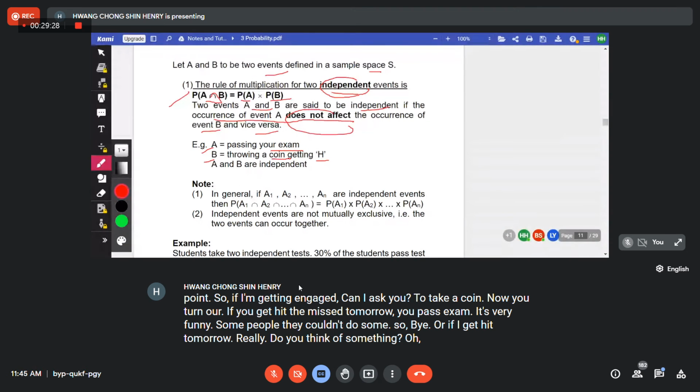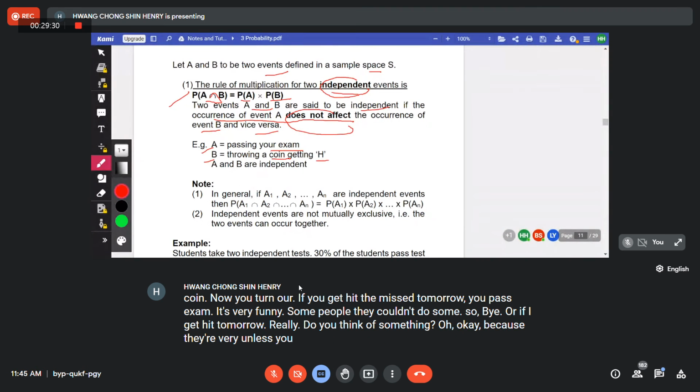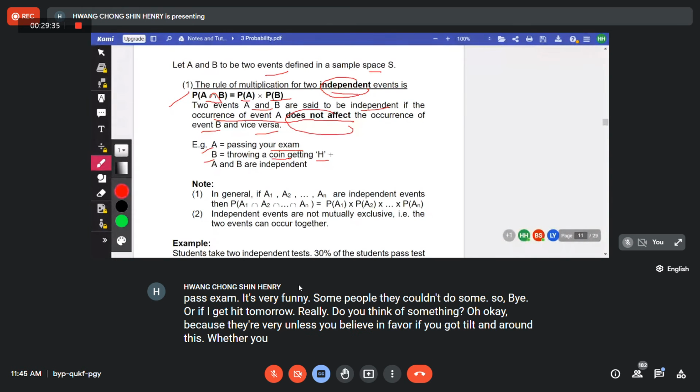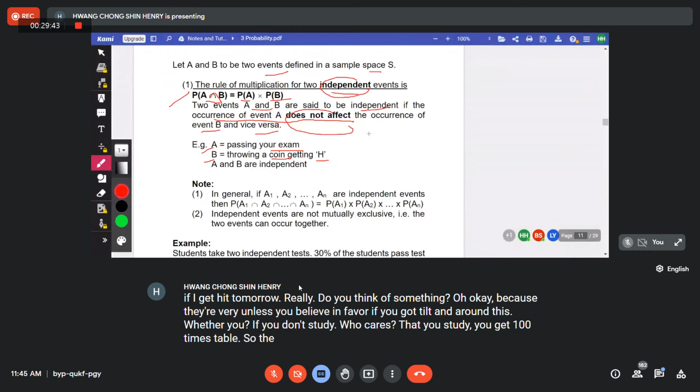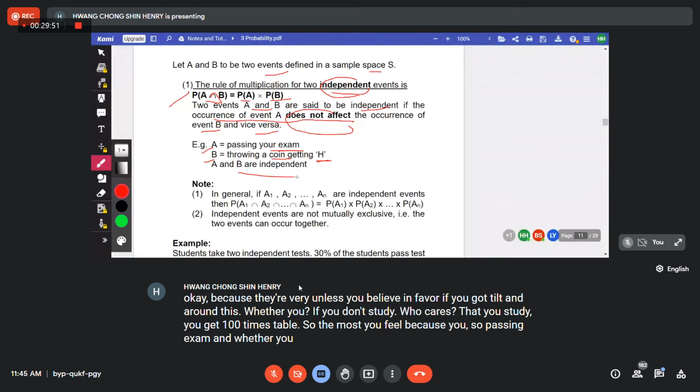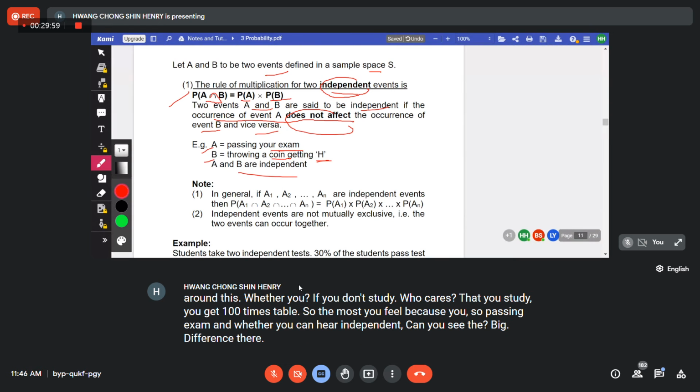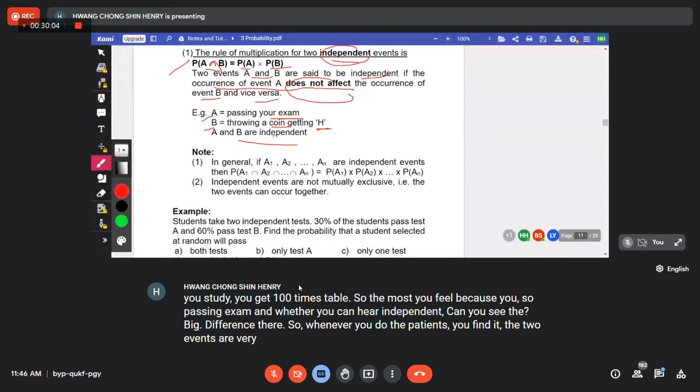If I get heads, tomorrow I pass. Do you think there is such a thing or not? No. Of course, unless you believe in it. If you got tails, then tomorrow you fail? Whether you get heads or tails, if you don't study, who cares, right? If you don't study, you get 100 times heads, tomorrow you still fail, because you never study. So passing the exam and whether you get heads or tails are independent. Can you see the big difference there? So whenever you do the questions, you find that the two events are not related.